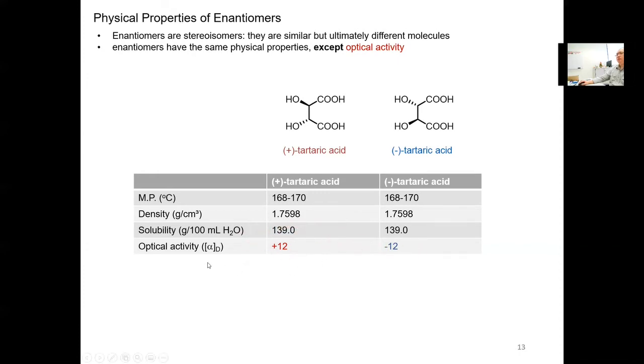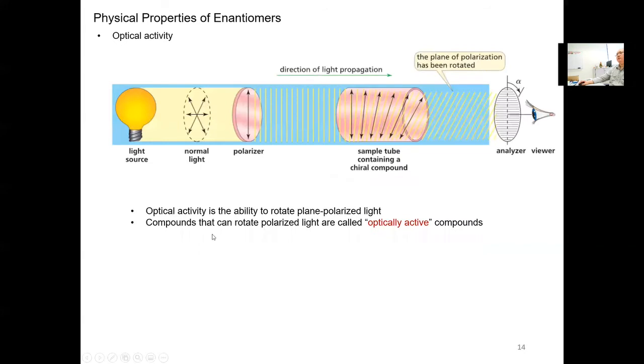So you may wonder, what is optical activity? Optical activity is the ability of a molecule to rotate plane polarized light. We have normal light, right? And normal light is radiated in every direction. But if we put a polarizer before the light, then when the light goes through the polarizer, only one direction of light remains, the up and down.